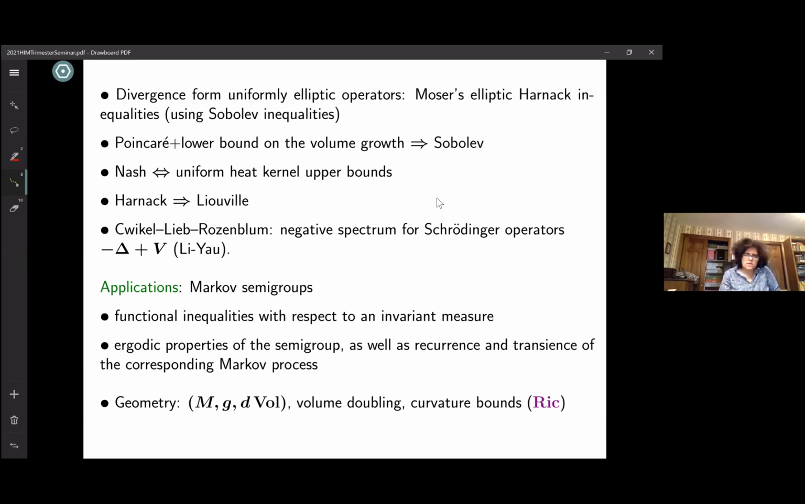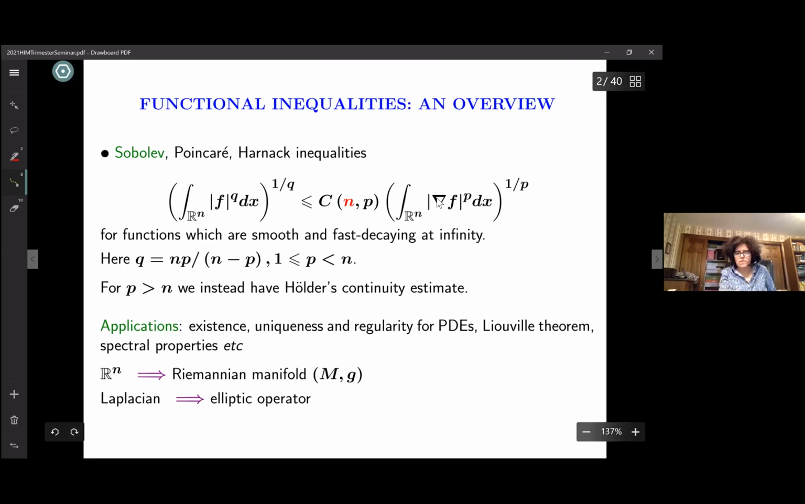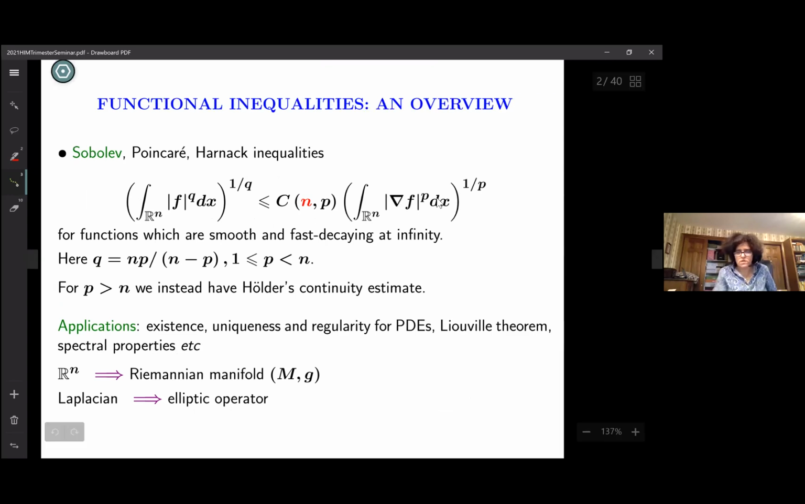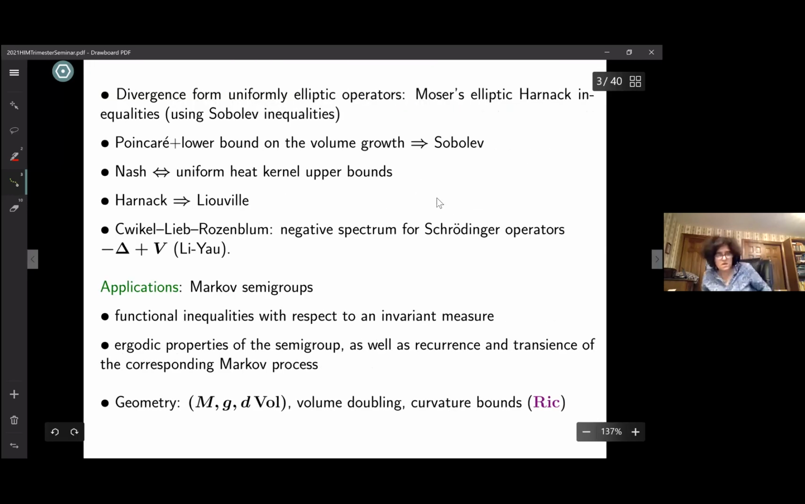And in that case, you would look at functional inequalities, but with respect to an invariant measure. So your reference measure, instead of this Lebesgue measure here, you replace it by something, if you're lucky and you have that invariant measure, you replace it by that. And again, these methods usually work to some extent.